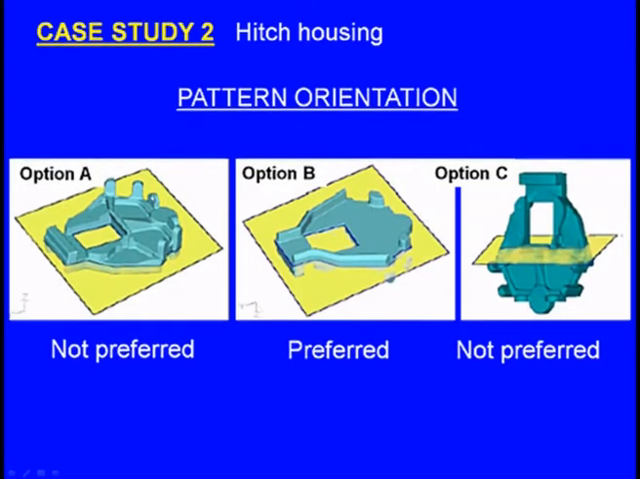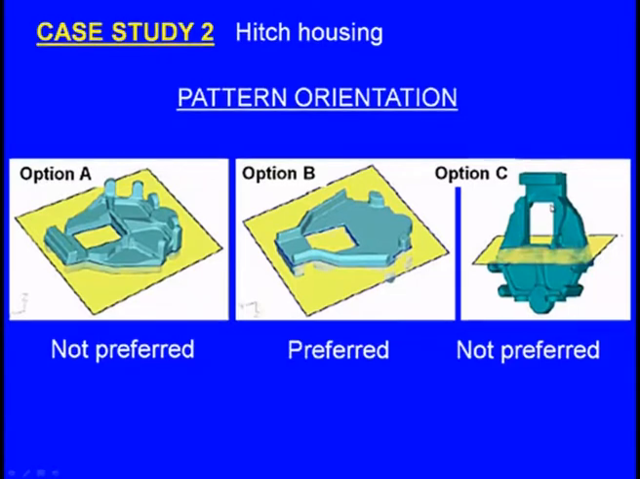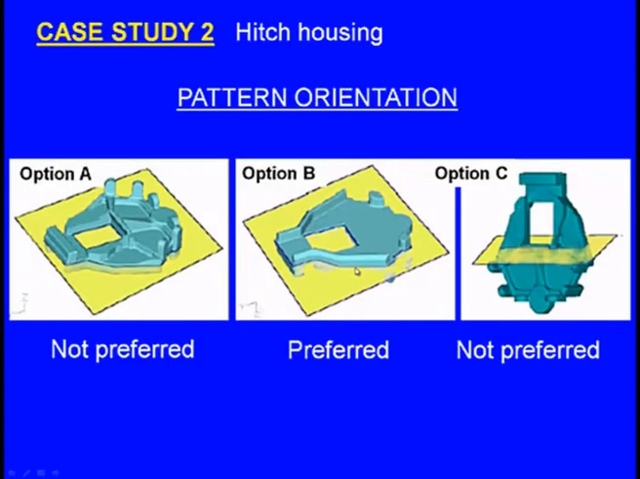Now, we have seen 3 options. Which is better for this casting? You see this option A, the intricate shapes are facing upwards. That being the case, the molten metal may not exactly fill these intricate shapes. That is why this is not preferred. Next, option 3 is almost perpendicular to the molding board. This is also not good. Again, the problem comes with the complex shapes, which may not retain the molten metal. But you see option B, the complex shapes are facing downwards. So, definitely the molten metal will go inside these shapes and retain the molten metal. So, option B is preferred for this casting.